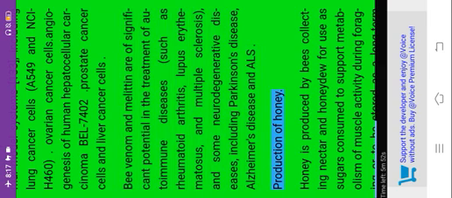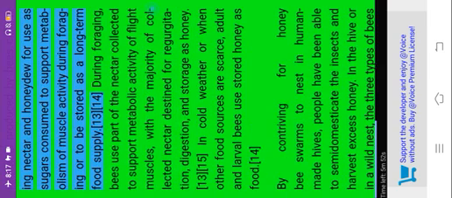Production of honey. Honey is produced by bees collecting nectar and honeydew for use as sugars consumed to support metabolism of muscle activity during foraging or to be stored as a long-term food supply. During foraging, bees use part of the nectar collected to support metabolic activity of flight muscles, with the majority of collected nectar destined for regurgitation, digestion, and storage as honey. In cold weather or when other food sources are scarce, adult and larval bees use stored honey as food.